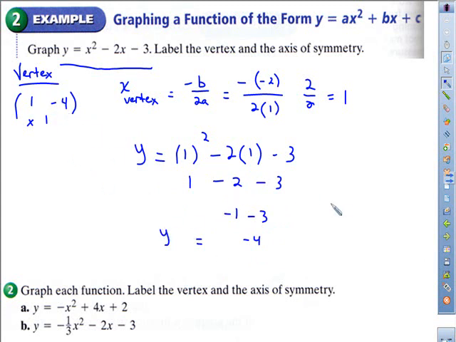So let me make a little graph. There we go.